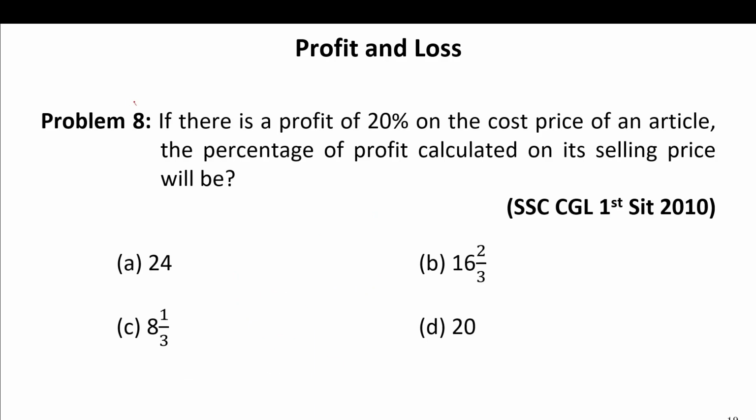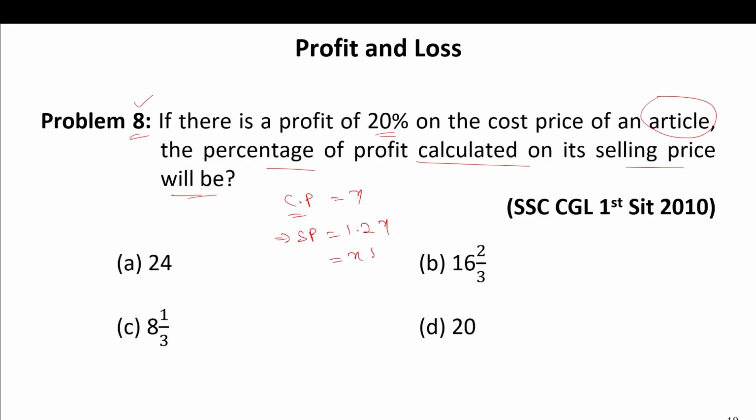Okay. So let's see problem number 8. If there is a profit of 20% on the cost price of an article, the percentage of profit calculated on its selling price will be what? Okay. So there is a 20% profit on the cost price. So CP is equal to X. This implies that SP is equal to 1.2x.